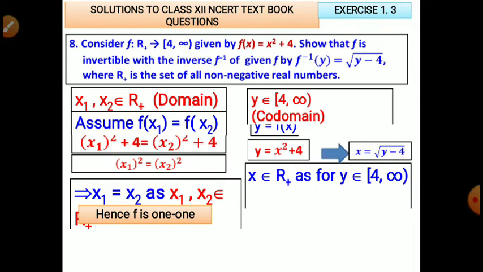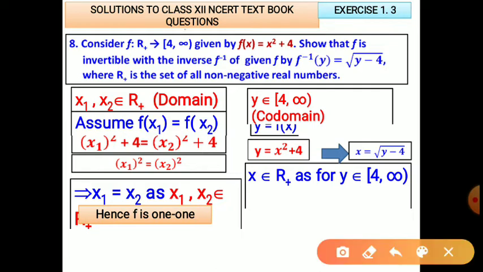If you take y from 4 onwards, that's why, if you observe very clearly, the codomain is given from 4 to all the positive real numbers. Because if a value less than 4 is given, x will become a complex number. You get the under root of a negative number, which is a complex number, so it will not be in the codomain.